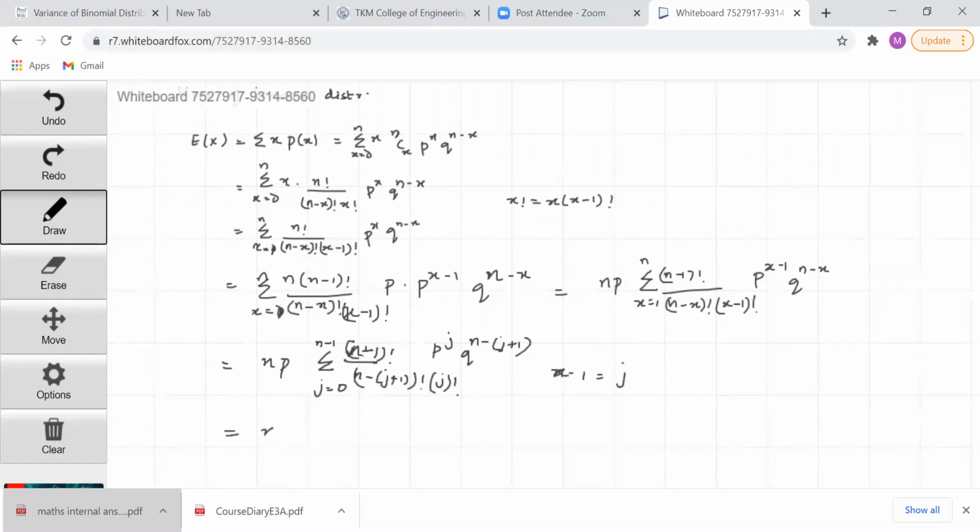So this is equal to np times p plus q the whole raised to n minus 1. P plus q we already know is equal to 1. So the mean or expectation of x is given by n times p. Similarly, we can prove that the variance of the binomial distribution is equal to n times pq, where p is the probability of success and q is the probability of failure.